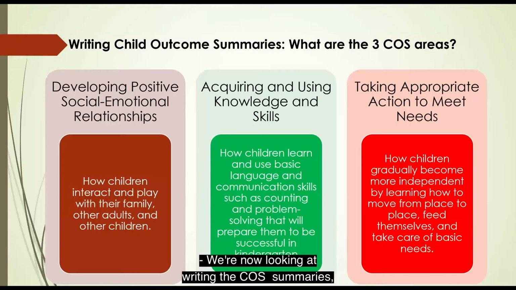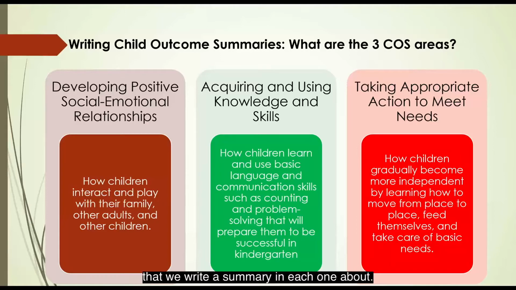We're now looking at writing the COS summaries and our 3 COS areas. It's important to know, when we're writing them, what information goes in what place, and making sure we're providing great functional examples of that information. So there are 3 different COS areas that we write a summary about in each one.